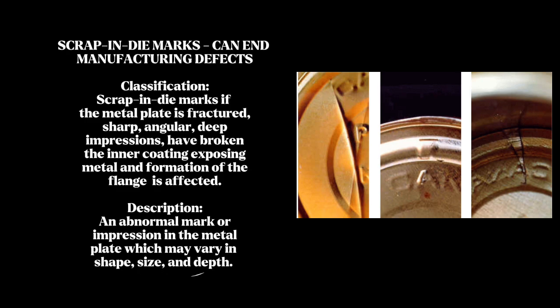On the other hand, scrap in die marks may be considered minor if they are smooth, round, and shallow, without impacting the functionality or appearance of the can. These defects can potentially lead to further issues in the can's sealing process, especially if they affect the formation of the curl or double seam.